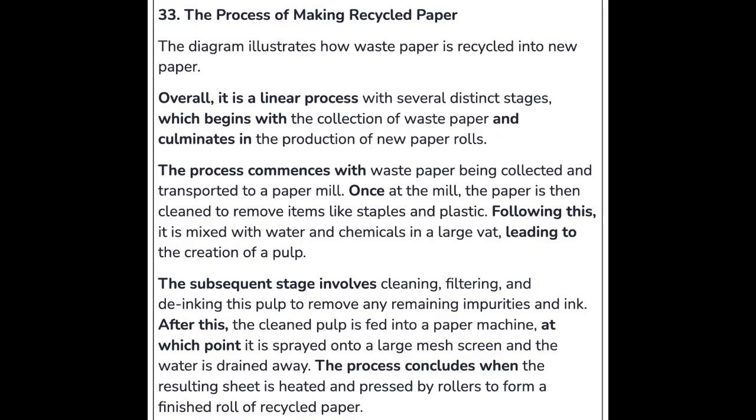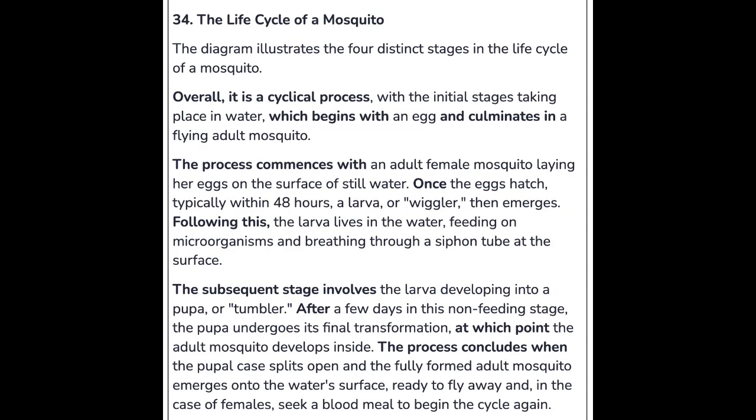Following this, it is mixed with water and chemicals in a large vat, leading to the creation of a pulp. The subsequent stage involves cleaning, filtering, and de-inking this pulp to remove any remaining impurities and ink. After this, the cleaned pulp is fed into a paper machine, at which point it is sprayed onto a large mesh screen and the water is drained away. The process concludes when the resulting sheet is heated and pressed by rollers to form a finished roll of recycled paper. 34. The life cycle of a mosquito.